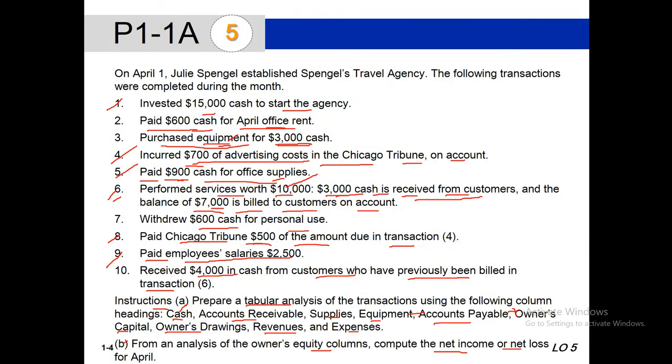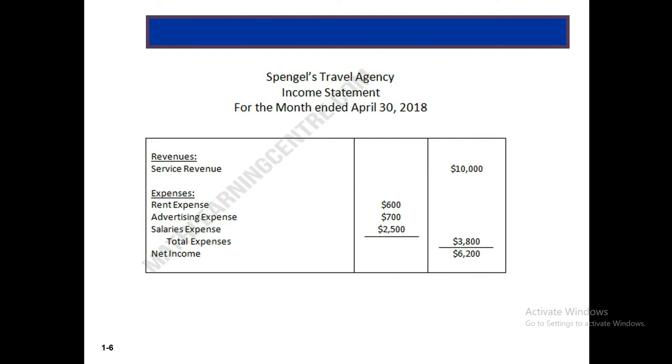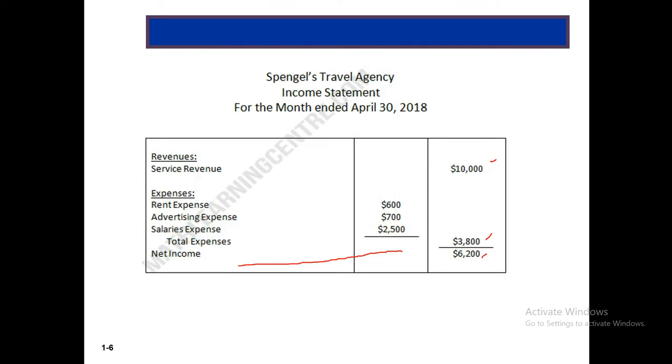Now requirement B, owner's equity: from an analysis of the owner's equity column, compute the net income or net loss. So here this is our total service revenue and total expenses. So this is our net income. You know that this is in the owner's equity revenues. If we prepare the income statement, at that time we need to consider our revenue and expenses. So this is our revenue amount and this is our expense amount. So revenue less expenses equals net income.